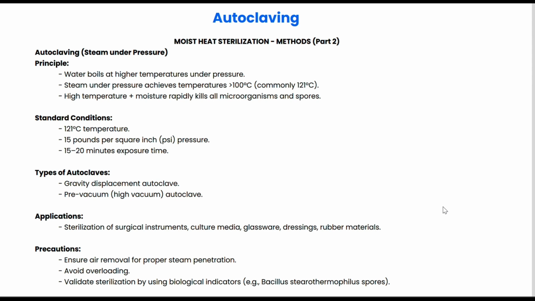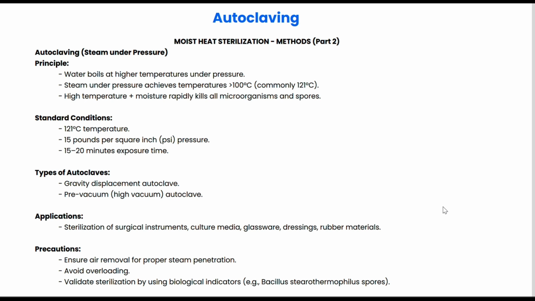The standard operating conditions for an autoclave are 121 degrees Celsius, 15 pounds per square inch pressure, and 15 to 20 minutes exposure time. Of course, the exposure time depends on the load size and the type of the material you are using. There are different types of autoclaves: gravity displacement autoclaves, where steam pushes the air out by gravity; pre-vacuum autoclaves, which use a vacuum pump to actively suck out all the air before introducing steam. This improves steam penetration and speeds up the sterilization process.